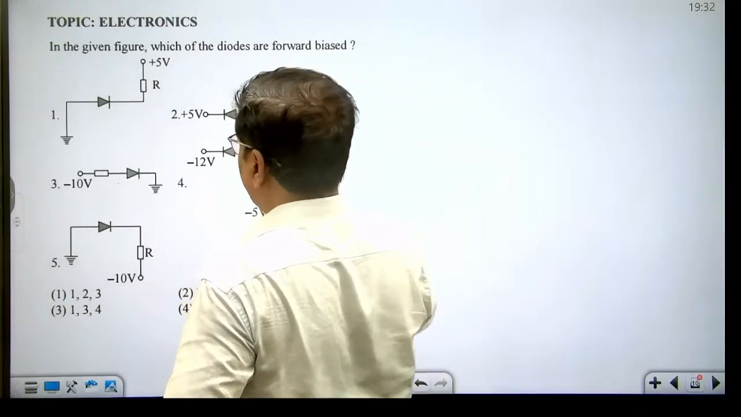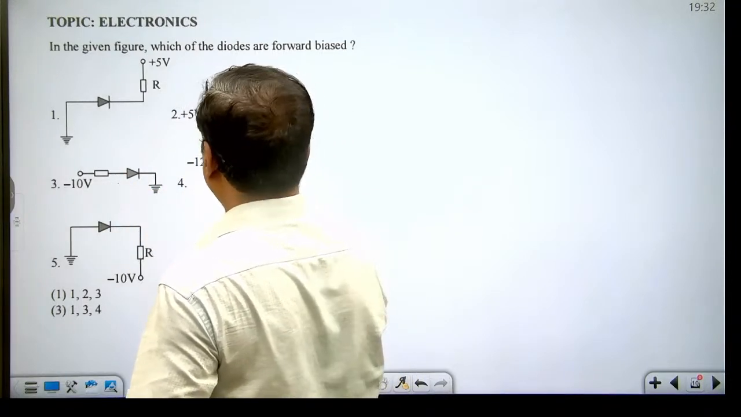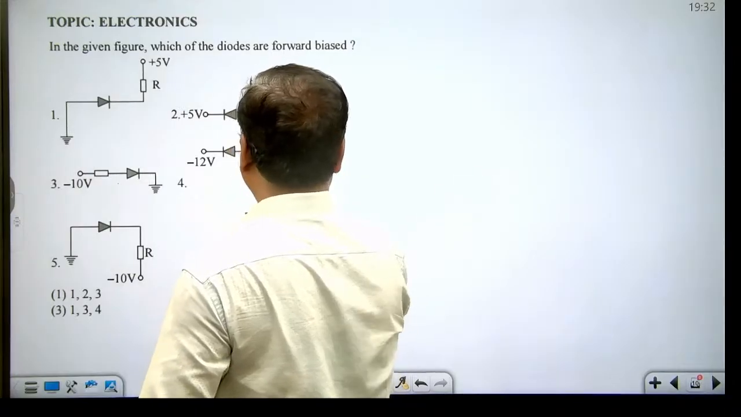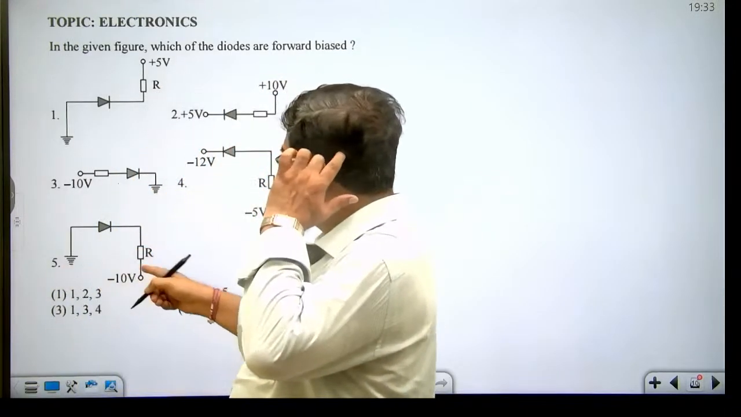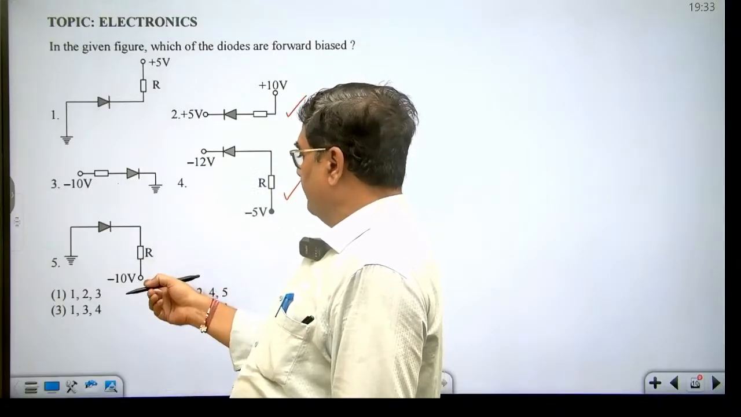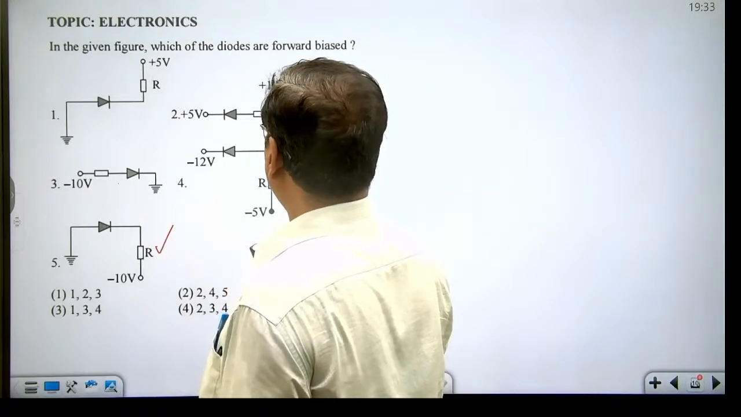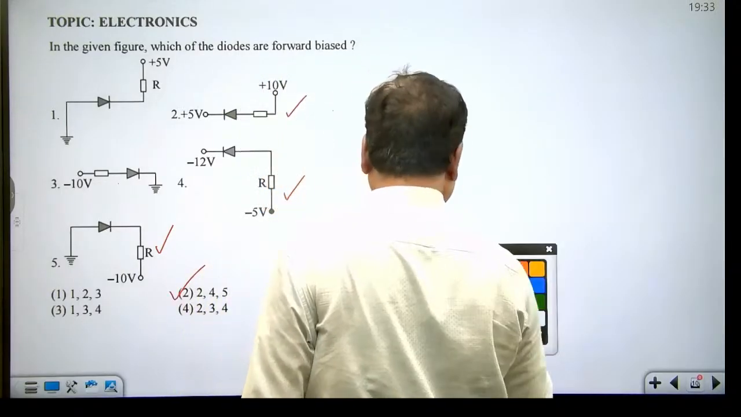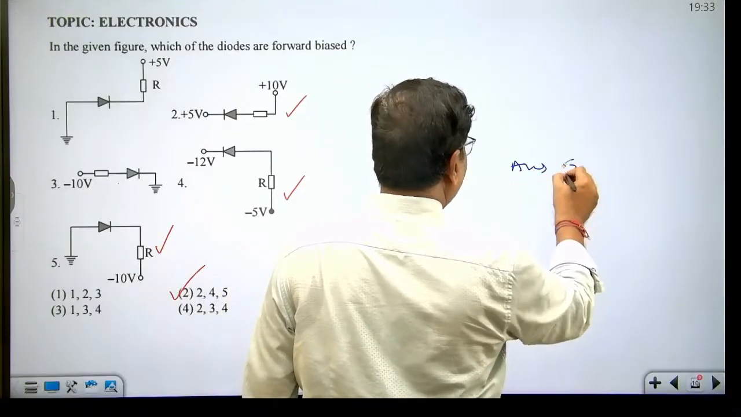So this is forward bias. And here P is minus 10 and N is 0. So this is also reverse bias. Here P is minus 5, N is minus 12. In comparison to this, P will be at plus 7. So this is also forward bias. Here P is 0 and N is minus 10. So in comparison to N, this is at plus 10. Okay, so this is also forward bias. So 2, 4 and 5 are forward bias. So out of 4 choice, the correct choice is option 2.